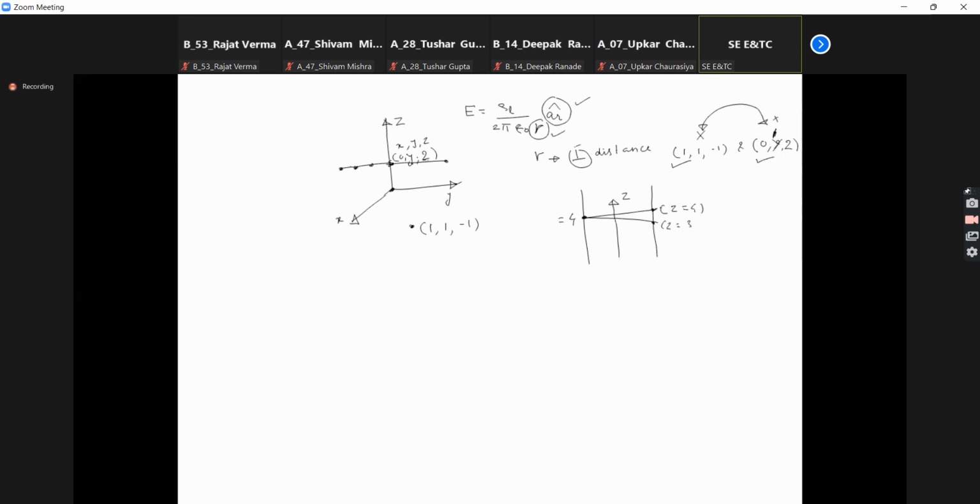It's 4 and 4. Similarly, in the line charge problem, this R is nothing but the line joining this point, okay, where you're interested to find out the field intensity and the line, but it's a perpendicular line, okay? So if I have to draw a perpendicular line like this, sorry, it became crooked.